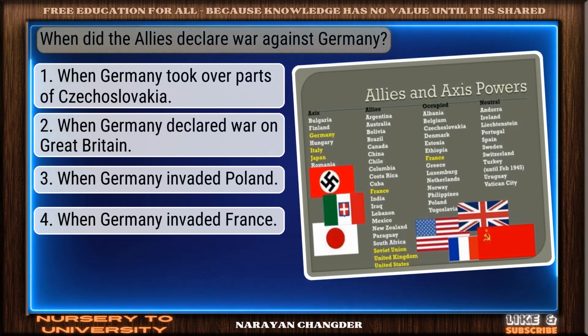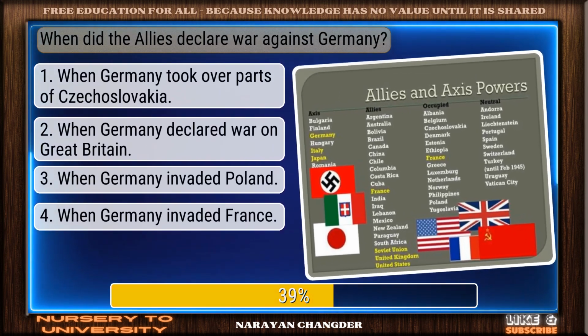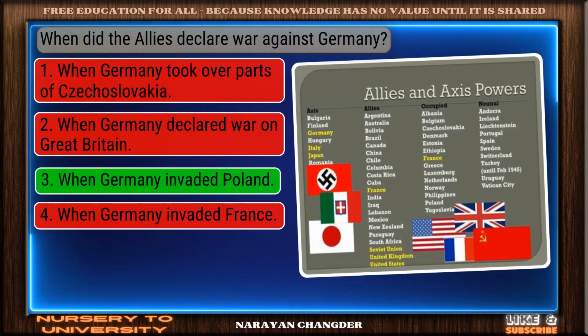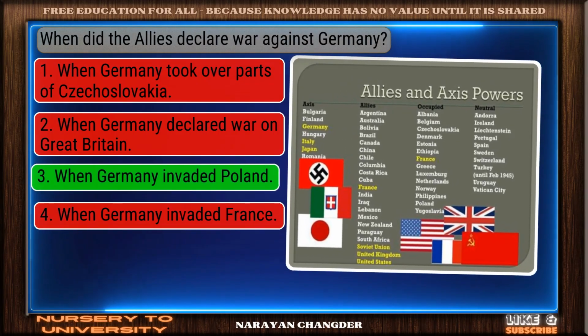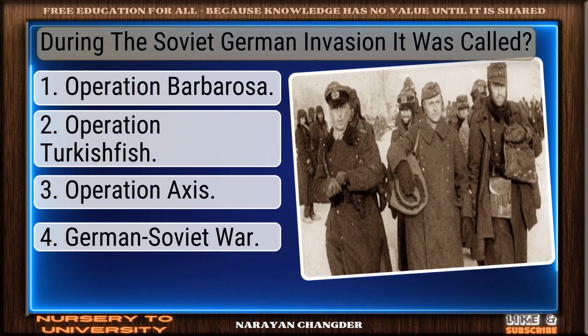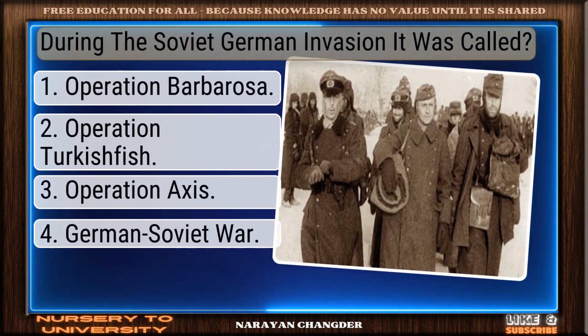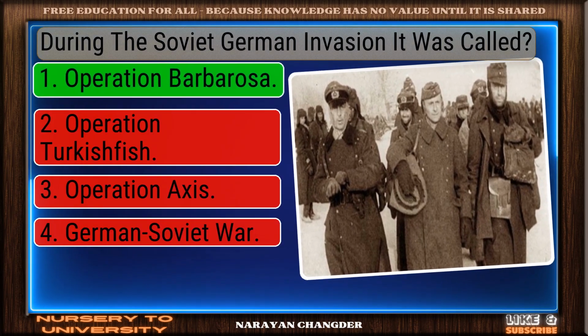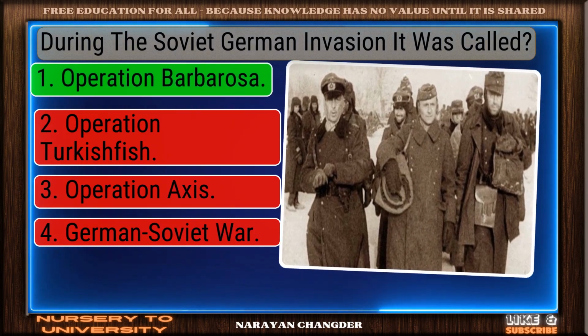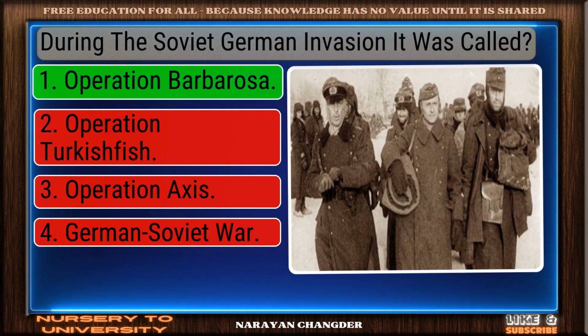When did the Allies declare war against Germany? You chose when Germany invaded Poland, and it is correct. During the Soviet-German invasion, it was called... Good job. Your answer, Operation Barbarossa, works well here.